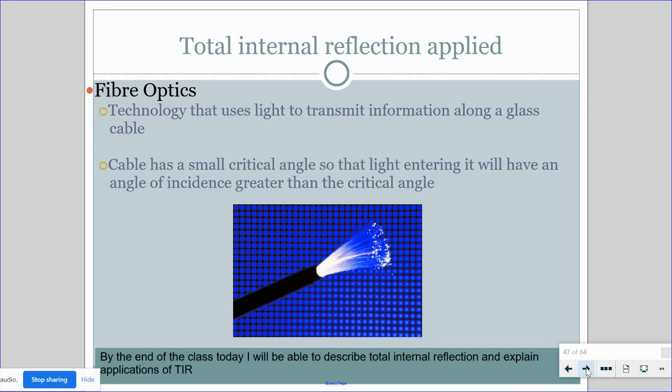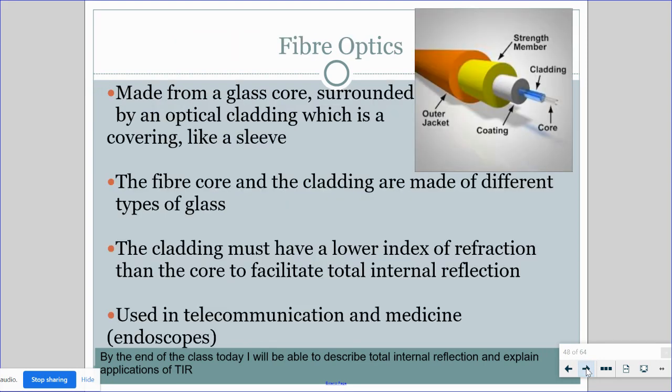Fiber optics, as we showed in the video, that's another good use for total internal reflection. It just basically passes the light along a glass cable, and the cable basically has a very small critical angle too, so as soon as light enters, it doesn't leave until the very end when it's allowed to escape out the end. It has a glass core that's surrounded by a cladding. This is the cladding. And the fiber core and the cladding are different types of glass. And then the cladding has to have a lower refractive index so that total internal reflection can happen.